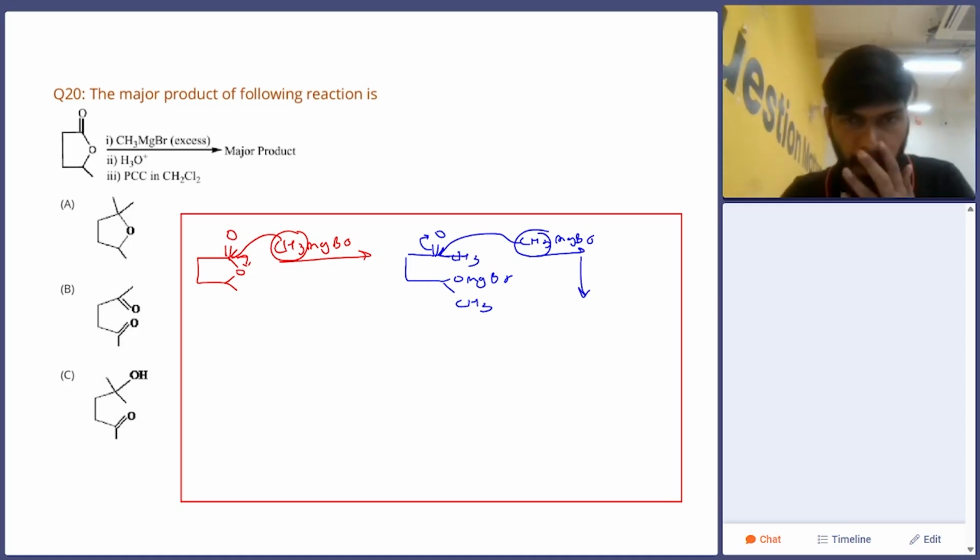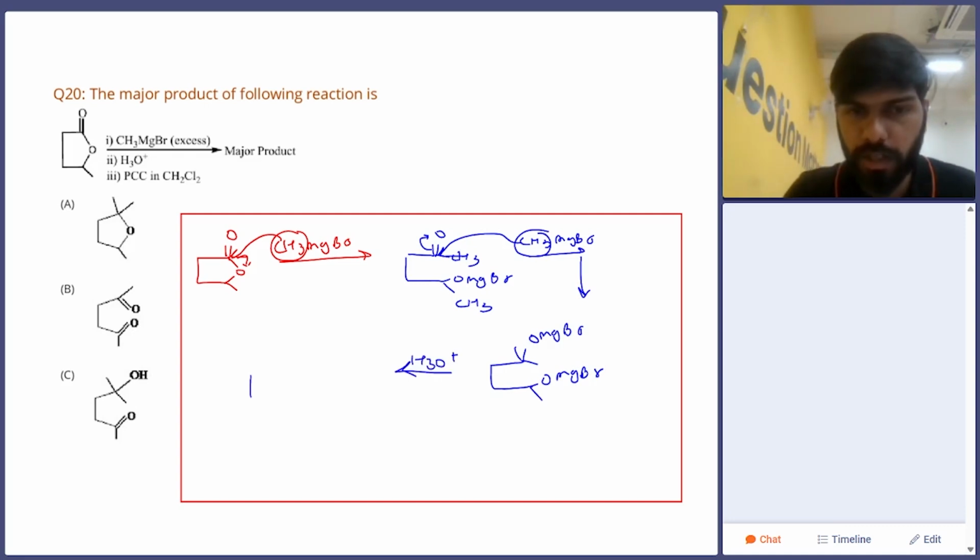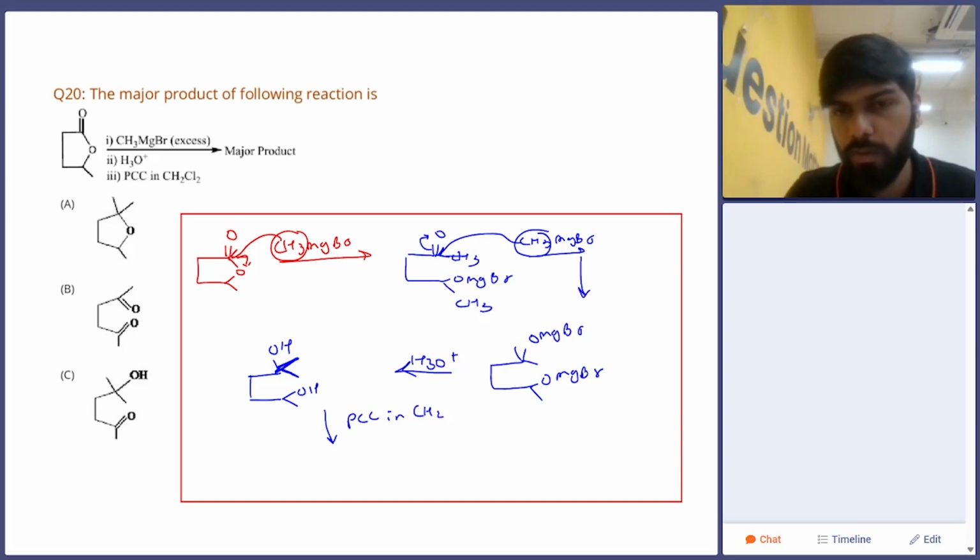So finally your reaction will be OMgBr and this. Okay, so now H3O plus, acidic hydrolysis, we will get OH and this one. And here OH and this one is now treated with PCC in presence of dichloromethane.